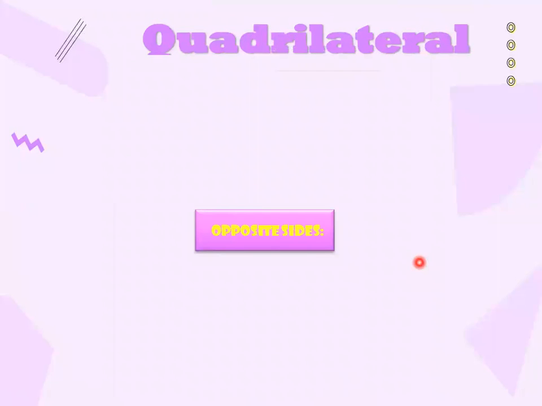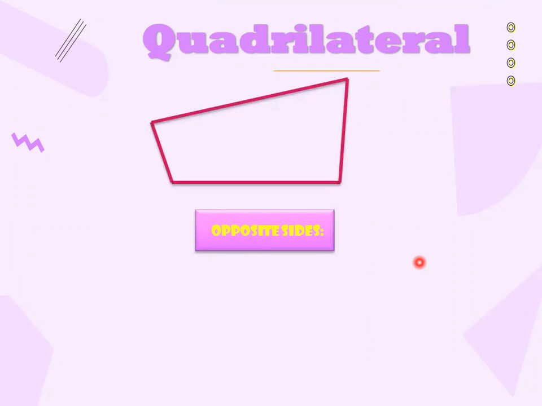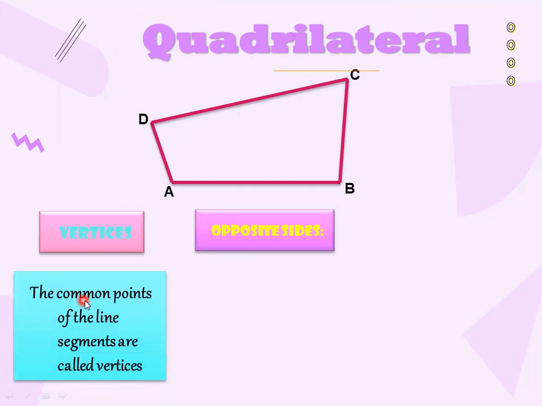Now let's move on to some terminologies that we are going to use for our quadrilateral. The first one: consider this quadrilateral, which is A, B, C, D. So these are the points of quadrilateral ABCD. Now, vertices. What are vertices? Vertices are basically the common points of the line segments.